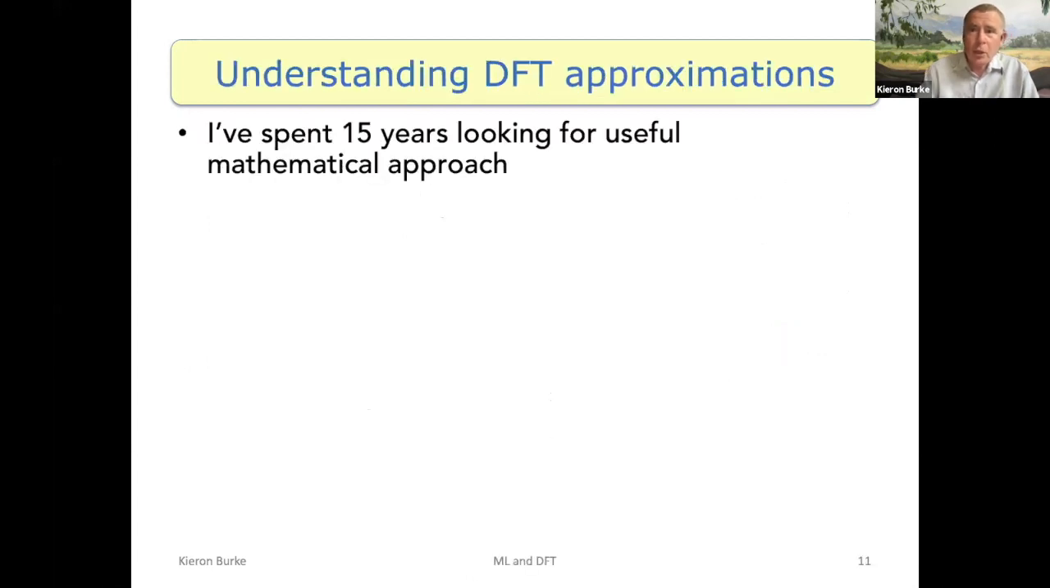Okay, and then on the other hand, looking at DFT approximations, I've spent about 15 years trying to understand why these very simple approximations work as well as they do. If you think about it, there's lots of reasons why it's a very hard many-body fermion problem, and yet these very simple formulas, often very crude formulas, give you usefully accurate results. And trying to find the right mathematical approach for that has been hard.